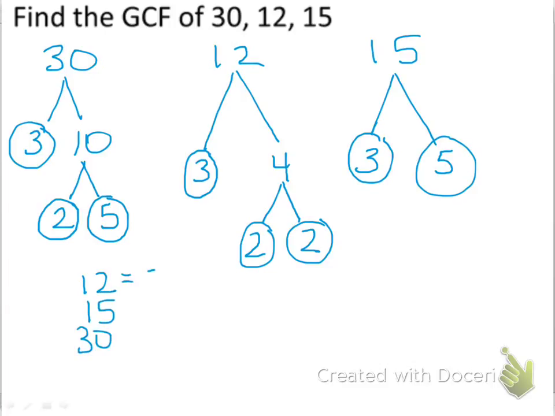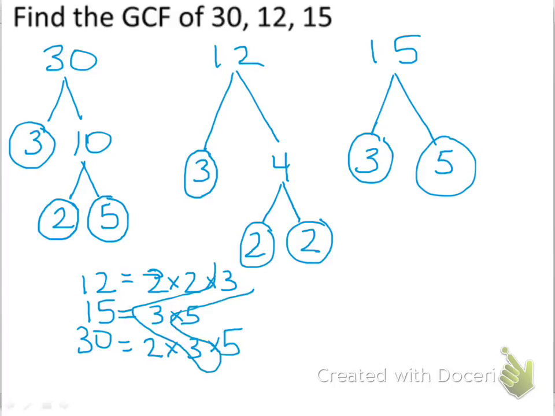12 is equal to 2 times 2 times 3. 15 is equal to 3 times 5, and 30 is equal to 2 times 3 times 5. Okay, now I need to circle their common factors. Well, first, 2 of them have 2's, but they don't all have 2's. They all have a 3, but they don't all have a 5. So the GCF of these 3 numbers is 3.